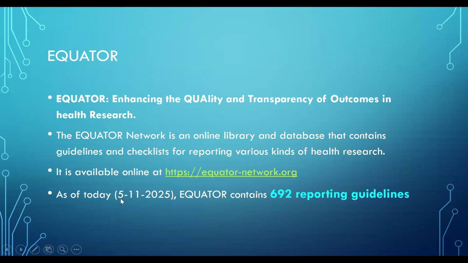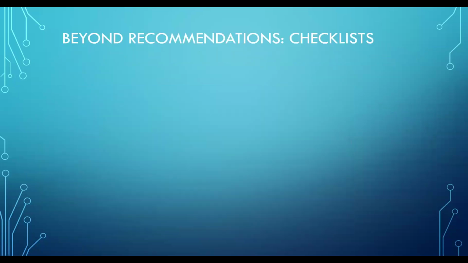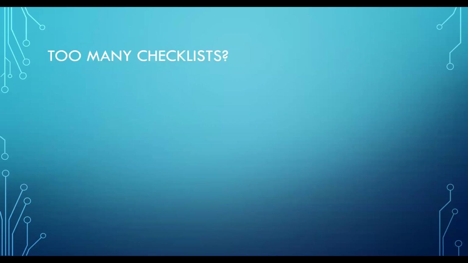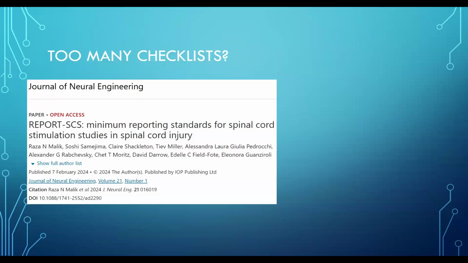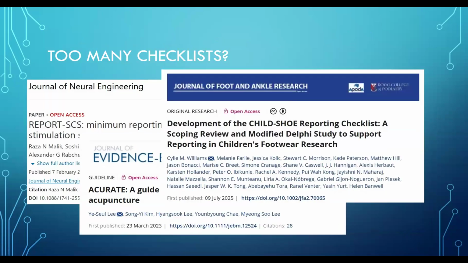As of today, I just happened to check today, Equator contains 692 reporting guidelines. So are we back to the same situation, that it's too complex? We have too many guidelines, too many checklists. Well, not really. Of course, if you really want to go into Equator with a fine-tooth comb or with a magnifying glass, you could find that they have checklists for everything. There are checklists for how to report spinal cord stimulation for spinal cord injury. There are checklists for how to report sham controls in acupuncture and acupressure trials. There are checklists for how to report research on children's footwear. Okay. There are checklists for animal research, for AI research, for large language models, for machine learning. You get the idea. But the good news is that you don't need to worry about most of these 692 checklists and guidelines most of the time.